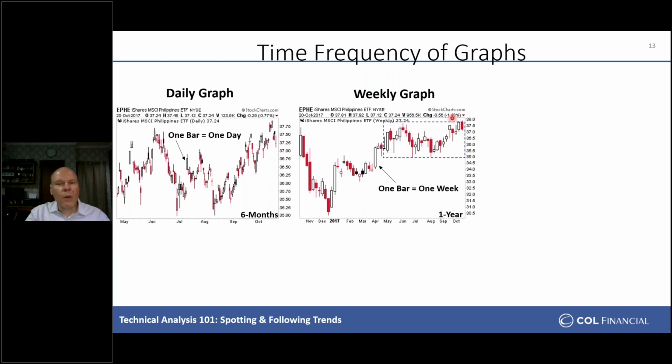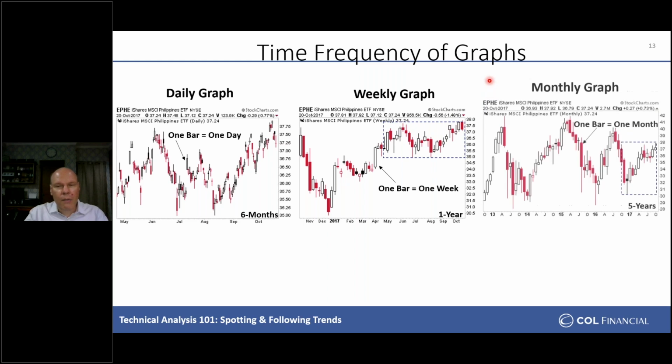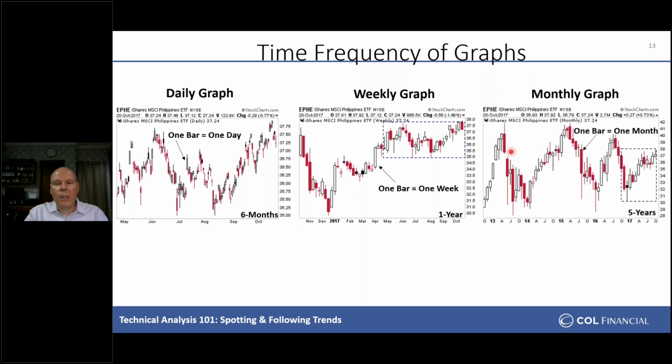And in fact, you can even look at a bigger graph called the monthly graph, where one bar equals one month of duration. And so this dotted line that you see here is actually this entire graph that you see here in the weekly graph. And this is just a small fraction of what you're looking at in there. Now, you're probably wondering, why would I need to look at data in such a wide perspective or maybe such a small perspective?